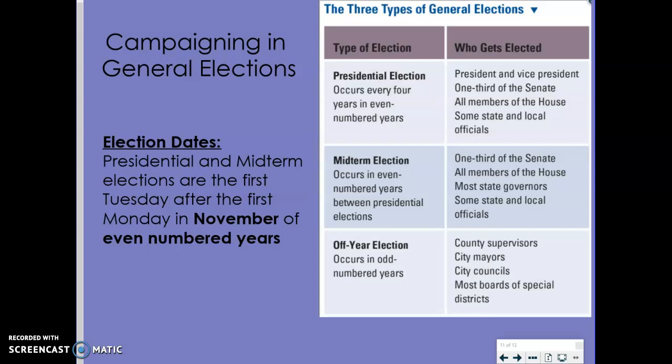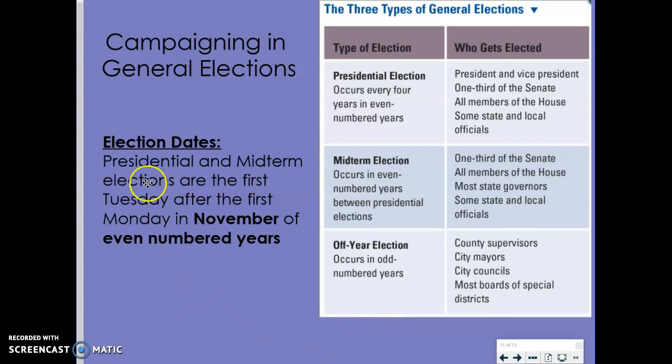Presidential elections are held every four years on even-numbered years. This is when we elect the president and the vice president, one-third of the Senate, and all members of the House. There may also be state and local officials on those ballots as well. Midterm elections are on the even-numbered years between those presidential elections. We are coming up on 2020, which is a presidential election year. In 2022 will be our next midterm election. During midterm elections, you've got one-third of the Senate, all members of the House, and again, some state and local officials. Off-year elections are held in odd-numbered years. Typically you see more city positions, county supervisors, city mayors, city council, and different boards of special districts.